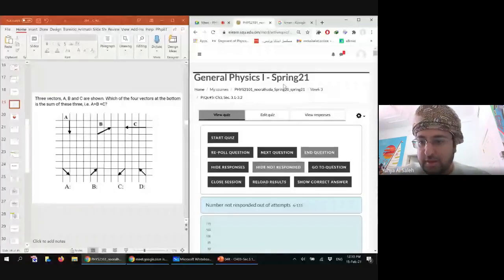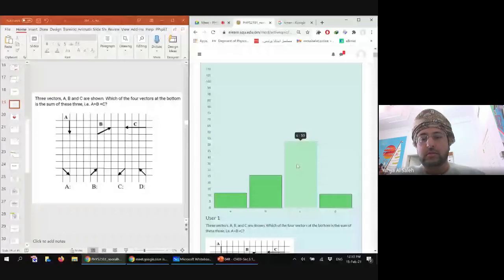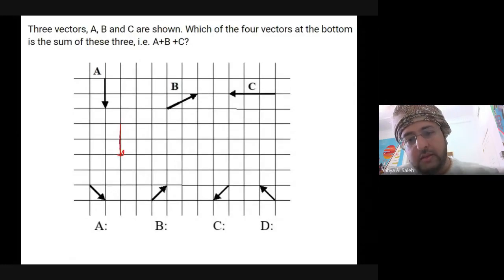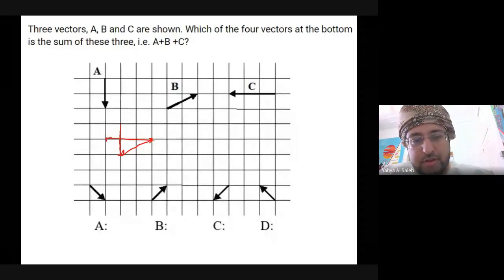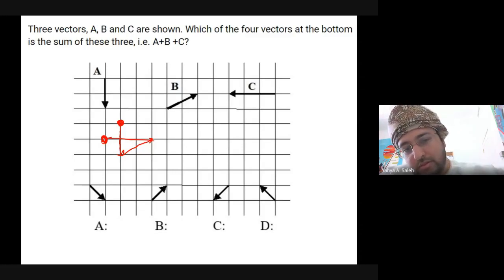Okay, let's see. Most students answered C, and the second most was B. Let's draw it together. So we'll do it using the graphical method. A, B, C. My initial point is here. My final point is here, which means my result is in this direction, which is C.